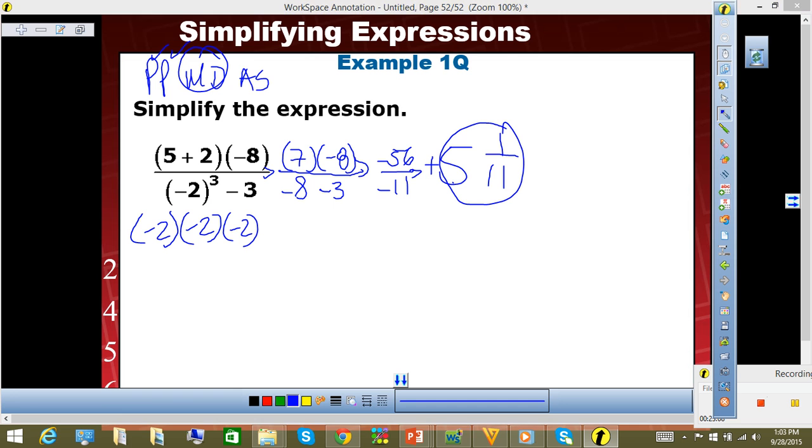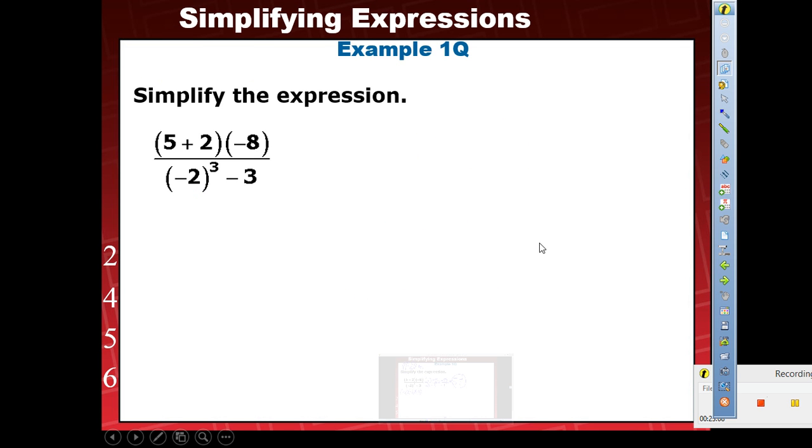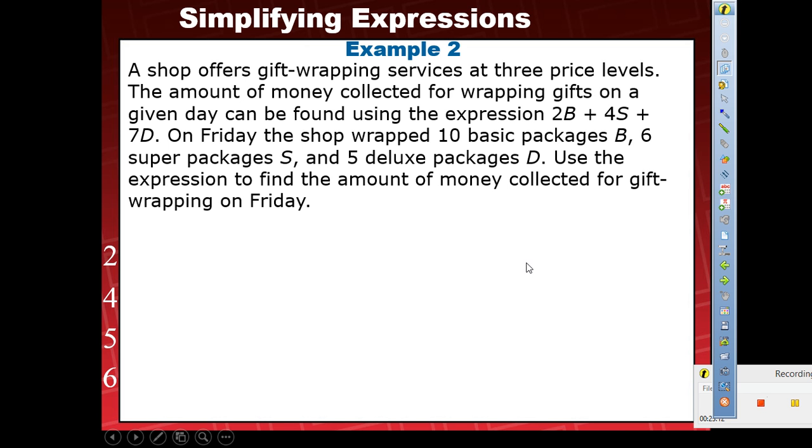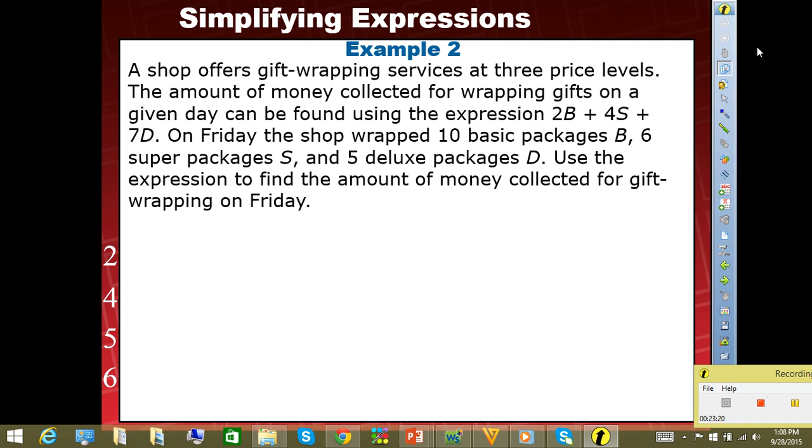Copy this next one, please. We're going to go into evaluating expressions. Copy this. Only. Example 2. Just copy the black text only. Go. Okay, example 2. Here we go.